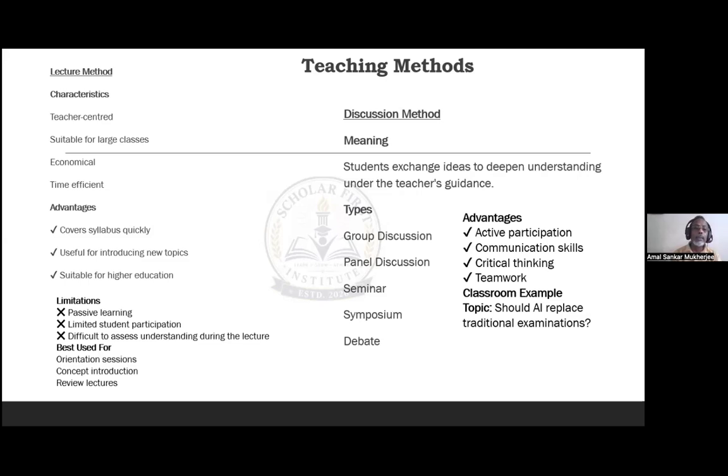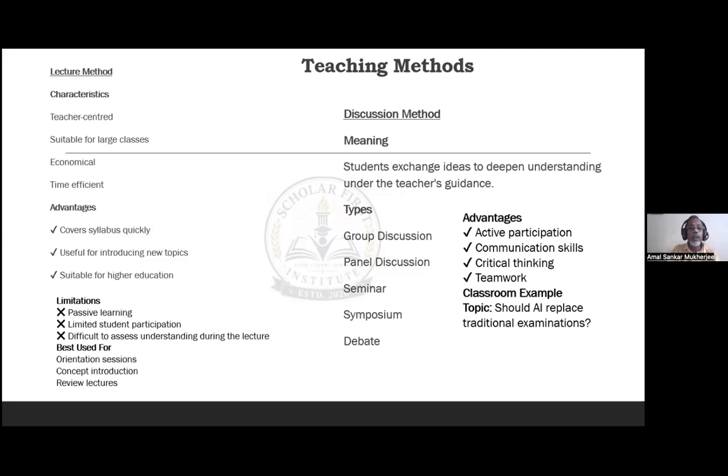Number one, it is passive learning, because in this method, students or learners are not directly or actively participating in the process of teaching. They are the passive learner. And second limitation, limited student participation.